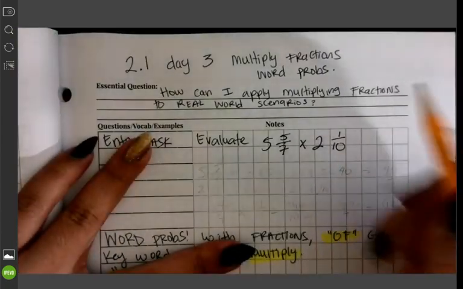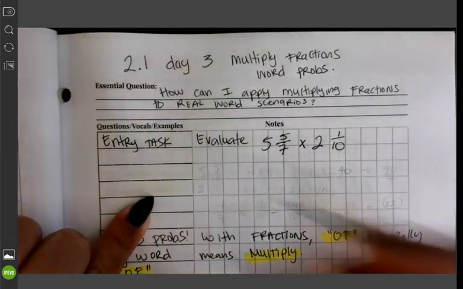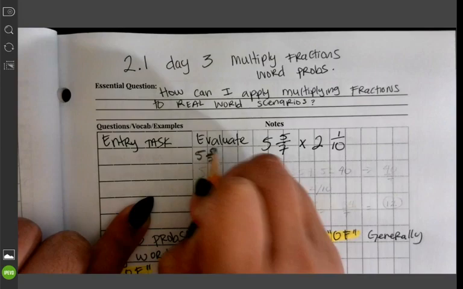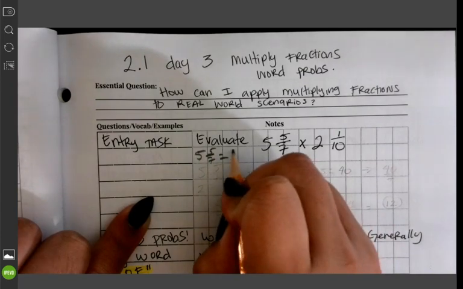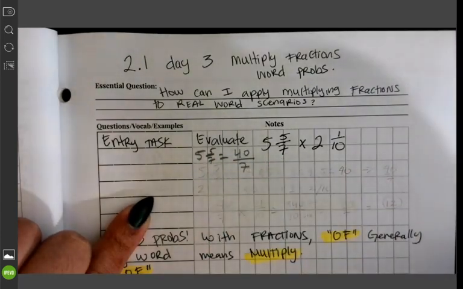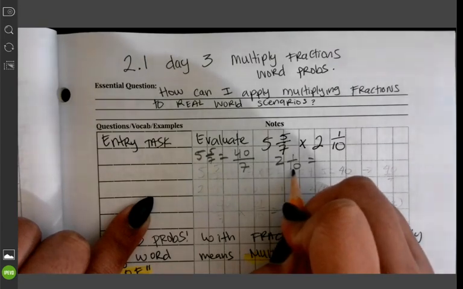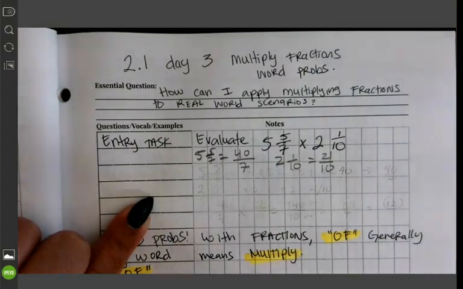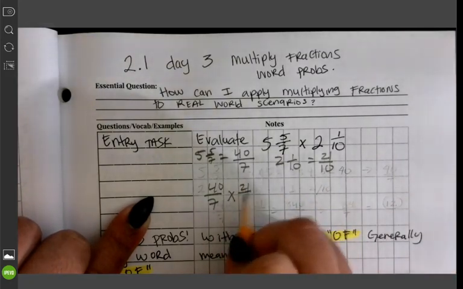So, you are not allowed to multiply mixed numbers, so you have to turn them into improper fractions. All right, so 5 and 5/7, what does that equal? 7 times 5 is 35. 35 plus 5 is 40, so this is 40 over 7. 2 and 1/10, 2 times 10 is 20. 20 plus 1 is 21 over 10. So now I have 40 over 7 times 21 over 10.